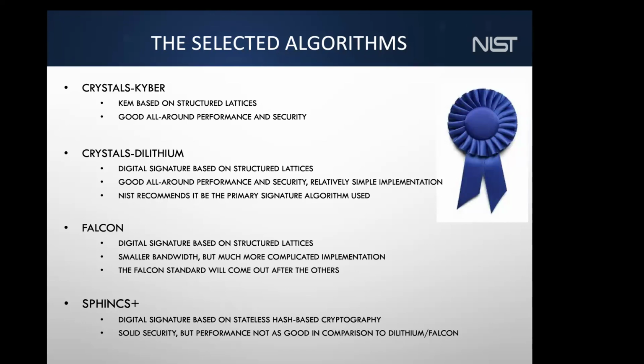So Kyber and Dilithium are the main two algorithms that we think most applications will use, but Falcon is available if you need smaller signatures. SPHINCS+ was selected kind of as a backup. It's widely viewed as very, very conservative in regards to security, but its performance is a lot worse than Dilithium or Falcon. It's bigger and it's slower. So if performance isn't as much of a concern, SPHINCS+ is also available and will be standardized.